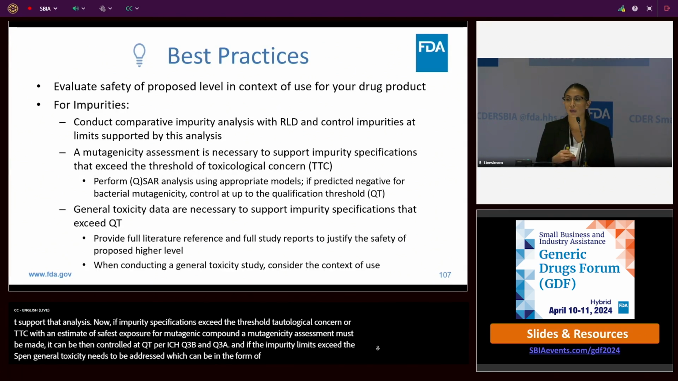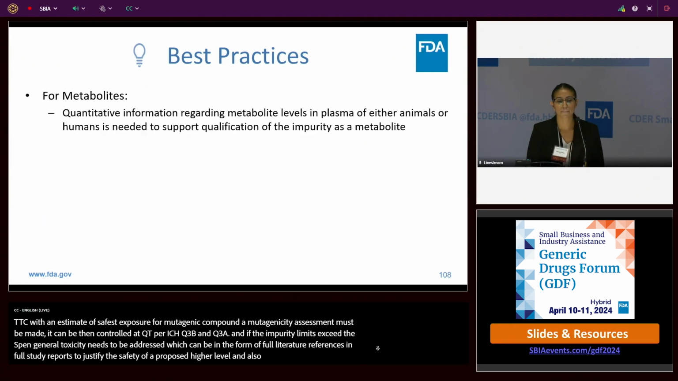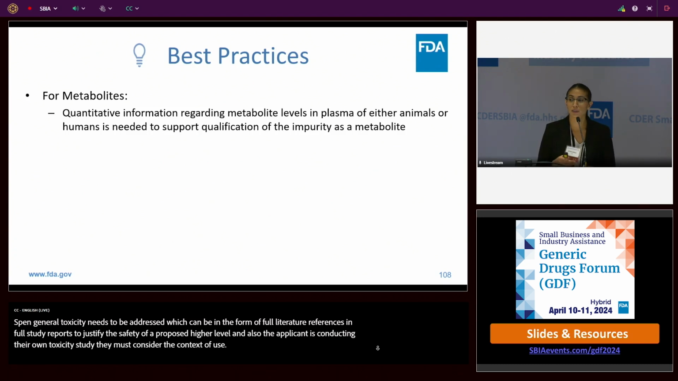And also, when the applicant is conducting their own general toxicity study, it's imperative that they consider the context of use. For metabolites, I'll reiterate the best practice is to submit that quantitative information of the metabolite levels in plasma of either animals or humans.